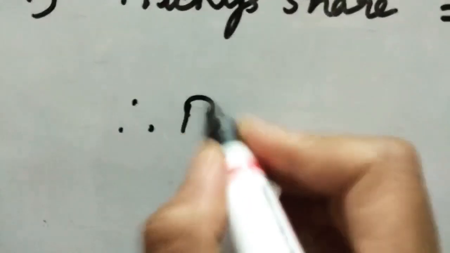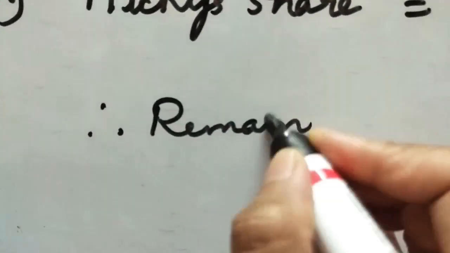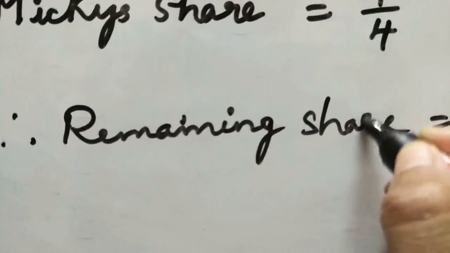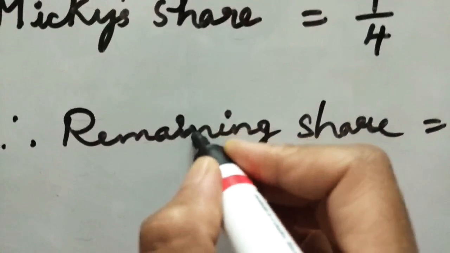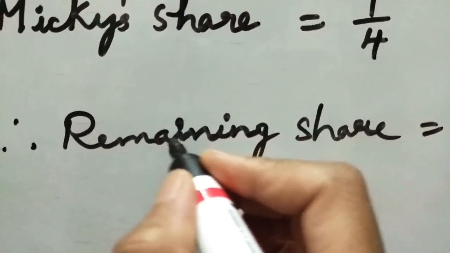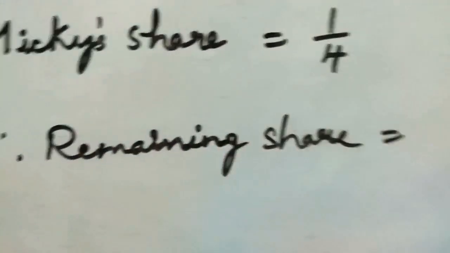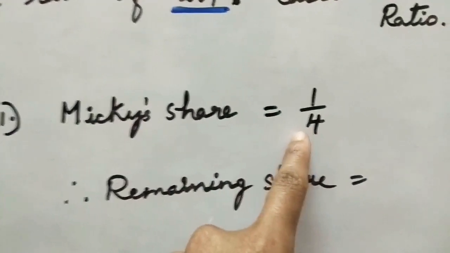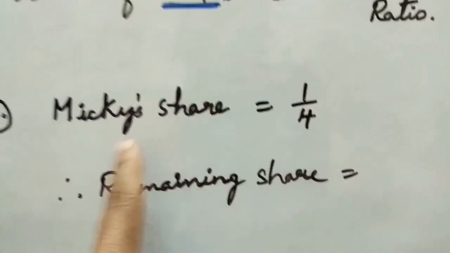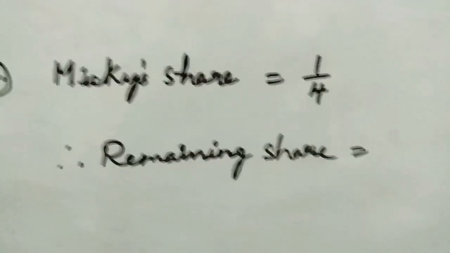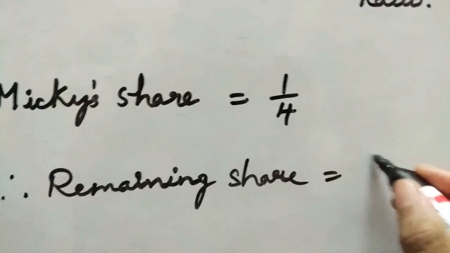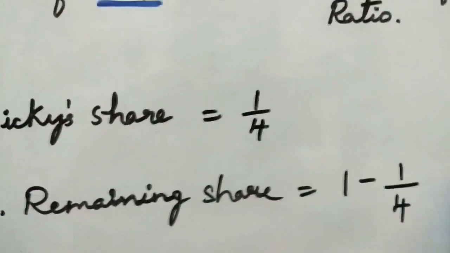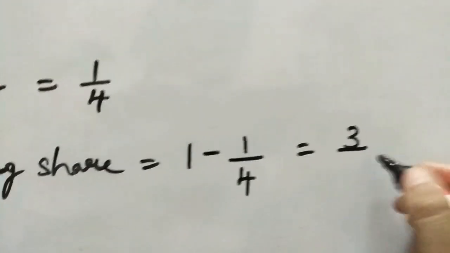So therefore, remaining share is equal. So I guess we know this because we have done this in the previous chapter. How to find out the remaining, because we're going to use a base as 1. With an example I have thought, I guess you people can recall it. Suppose I have 4 chocolates and I've given 1 chocolate to Mickey. What will be the balance with me out of 4? 3/4. So 1 is a base taken up, minus 1/4 gives me 3/4.